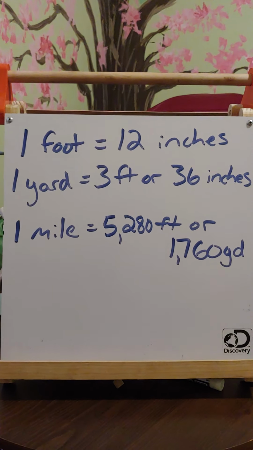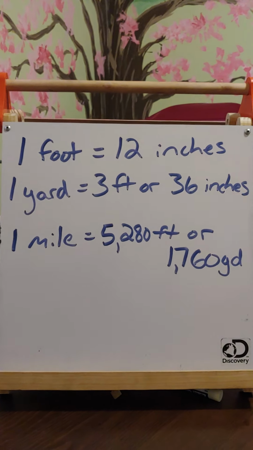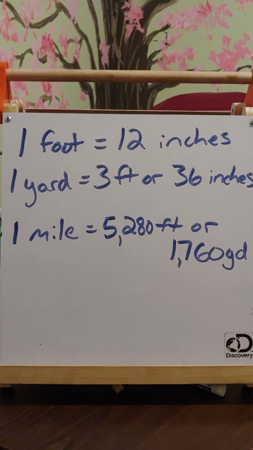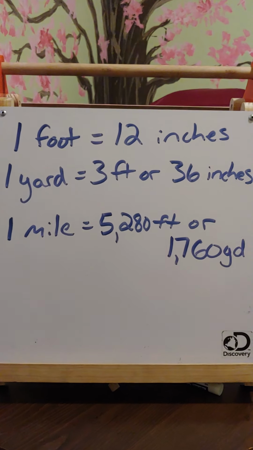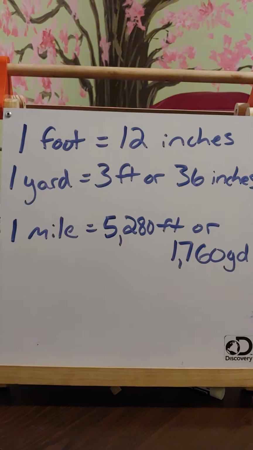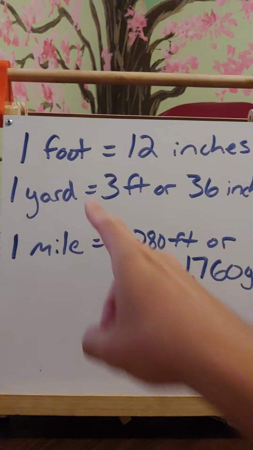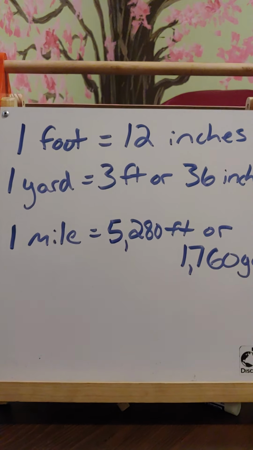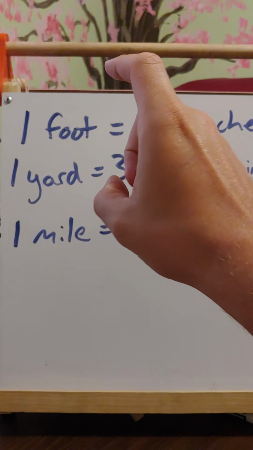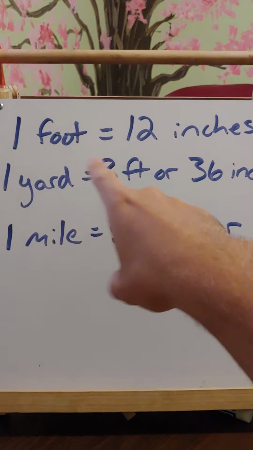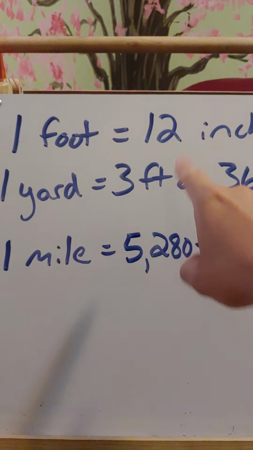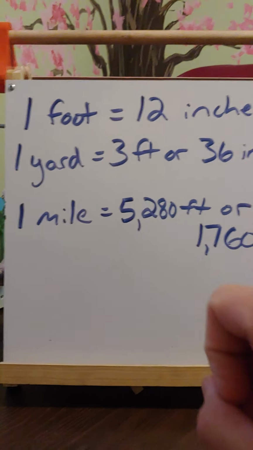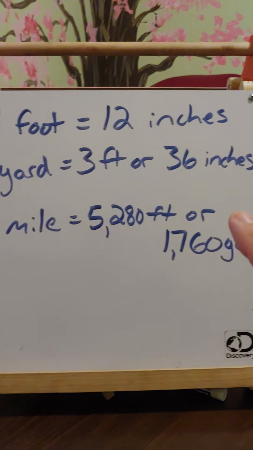So when we convert measurements in the customary system of length, you change from one unit to another. We might be changing feet to inches or inches to feet, depending on how we're looking at it. If we want to convert from a larger to a smaller unit, so remember this side is the larger unit, larger to smaller unit, we're going to multiply. If we were going from feet to inches, we would multiply by 12. If we were going from yards to feet, we would multiply by 3. If we're going from yards to inches, we'd multiply by 36.